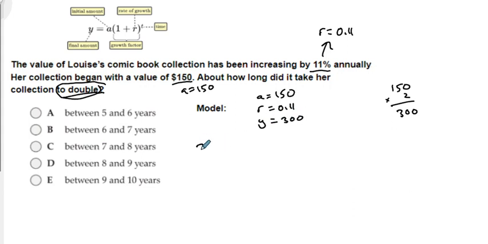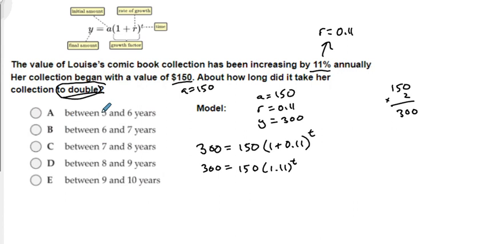So we're going to set up our equation as 300, plugging in our respective parts, 150 times 1 plus 0.11 to the t power. If I simplify this a little bit, we have 300 equals 150 times 1.11 to the t. What I want to find out is how many years it is going to take for this $150 to become 300.